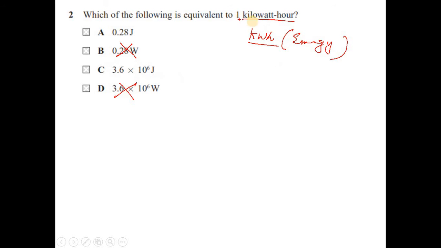But if you see that 1 kilowatt hour, so 1 kilowatt means 1000 watt, and hour means times 1 hour. Convert this into seconds, so times 3600 second. And clearly if you solve this, you have the option 3.6 times 10 to the power 6 joule. So your option is C.